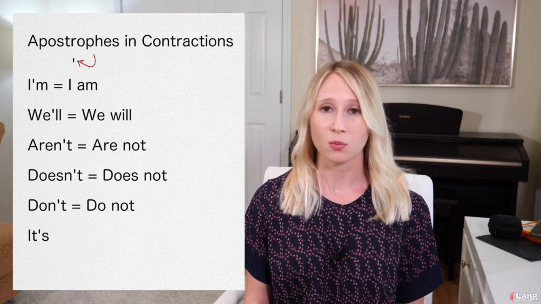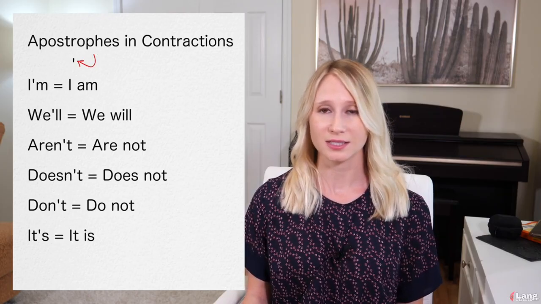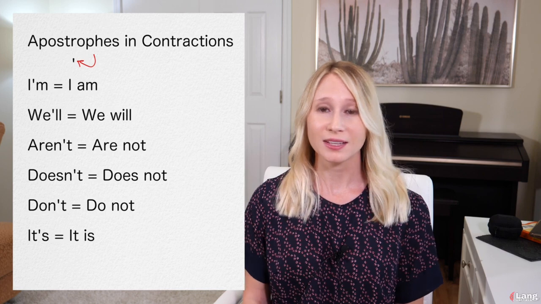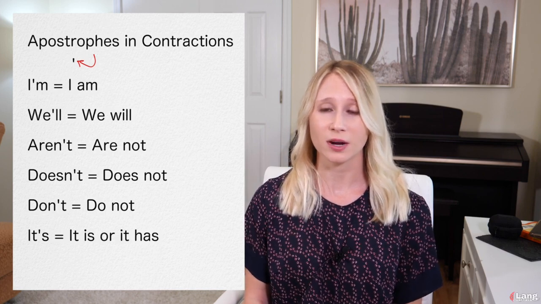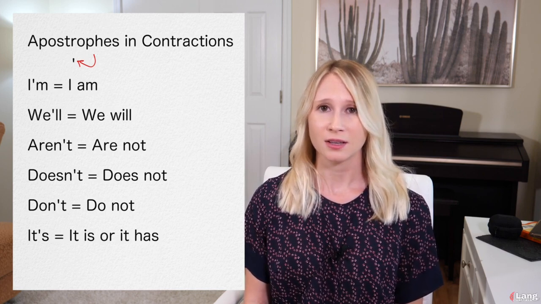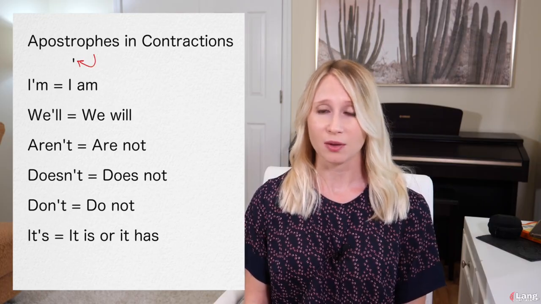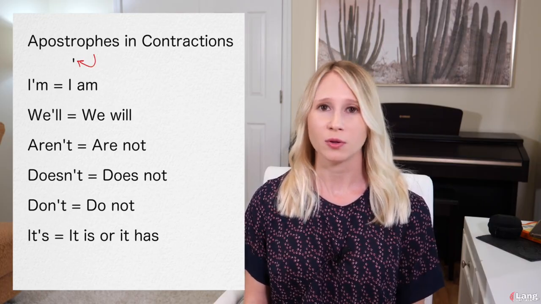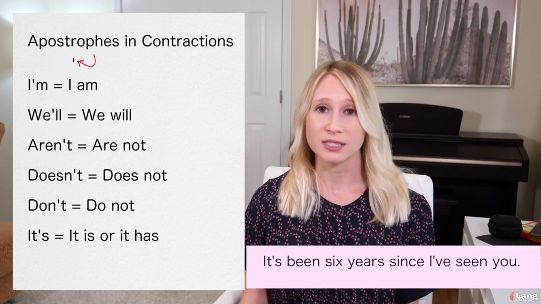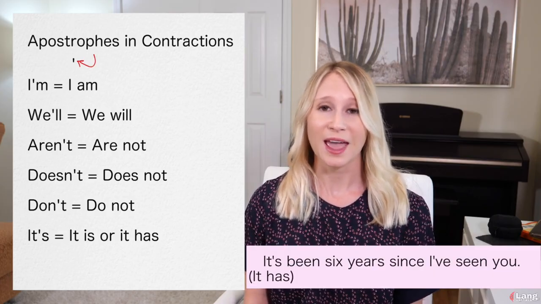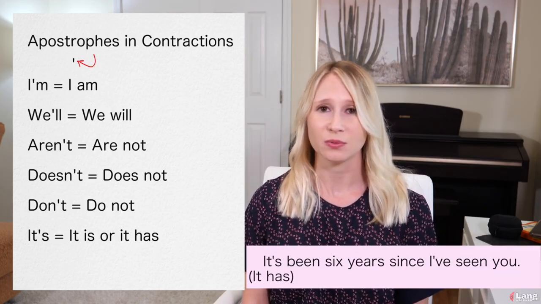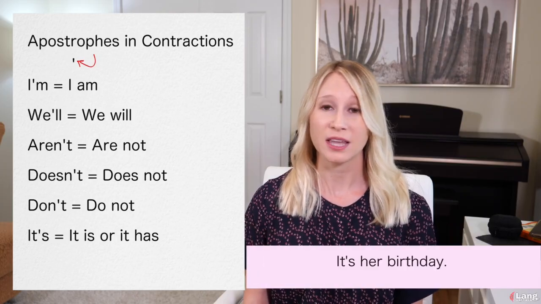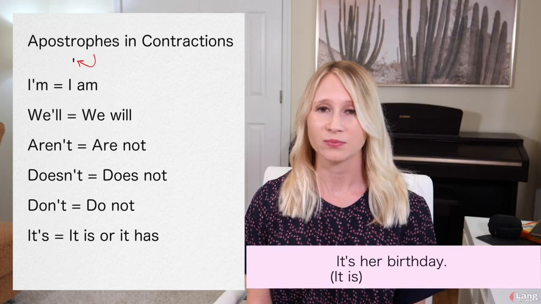It's combines the words it is. It can also stand for it has, where we replace the HA with an apostrophe. For example, it's been 6 years since I've seen you. It has been 6 years since I've seen you. Or, it's her birthday. It is her birthday.